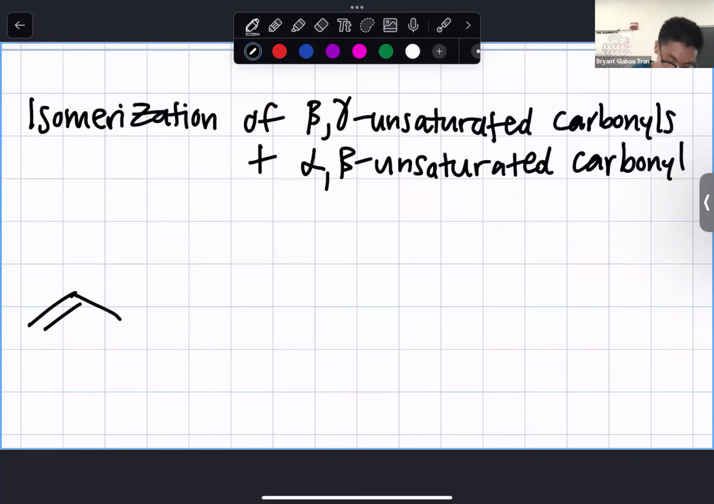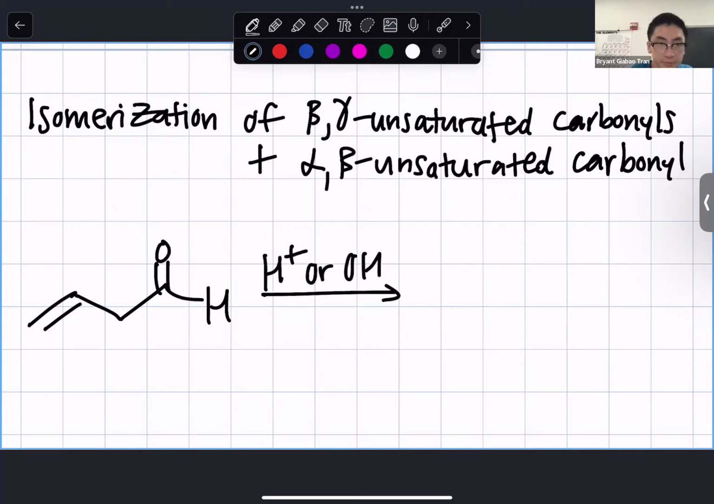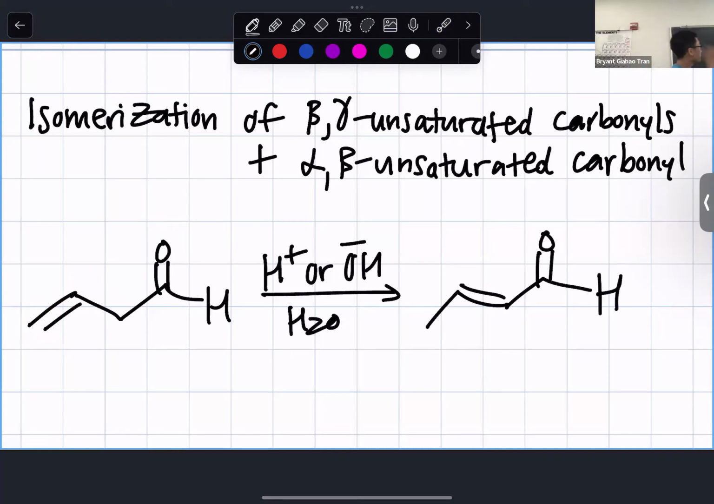If we have this beta gamma unsaturated ketone, carbonyl, in acidic or basic conditions, water is a solvent, we are going to shift this double bond to make a double bond here. The reason why this happens is because this double bond here is more stable than that double bond over there. Let's say we had another, it's not just because of the substitution, because let's say they are both di-substituted like this. That's a methyl group.